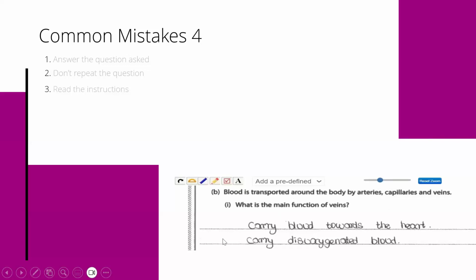Another example, same question. What's the main function of veins? They carry blood towards the heart, and they carry deoxygenated blood.